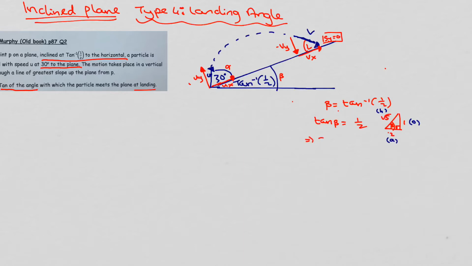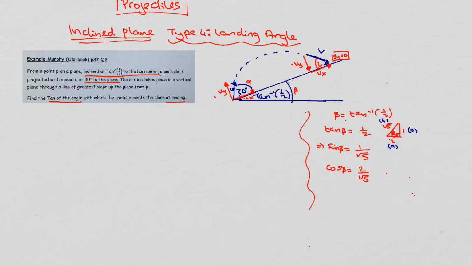So we can say therefore sine beta will be equal to our opposite over hypotenuse, 1 over root 5. And cos beta will be equal to our adjacent over hypotenuse, in other words, 2 over root 5. Okay, so now we've dealt with our angles. We might also want to note that alpha is 30 degrees, so therefore sine alpha is going to be sine 30, which is a half, and cos alpha will equal cos 30, which is root 3 over 2. Okay, so that'll come in useful when we're filling in our tables.